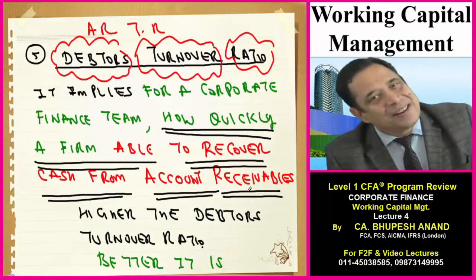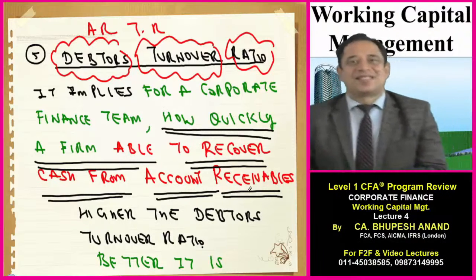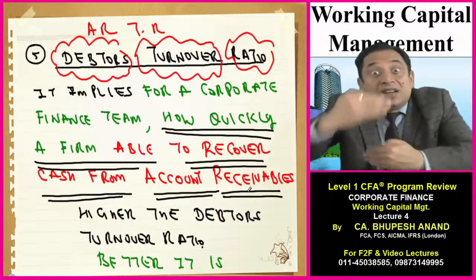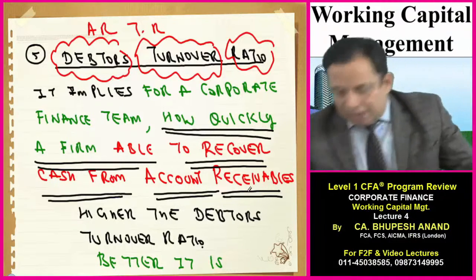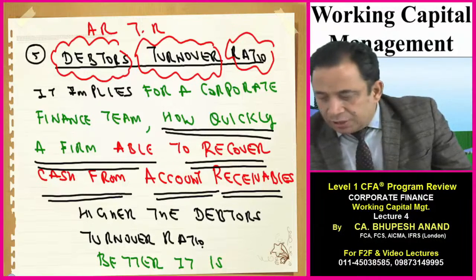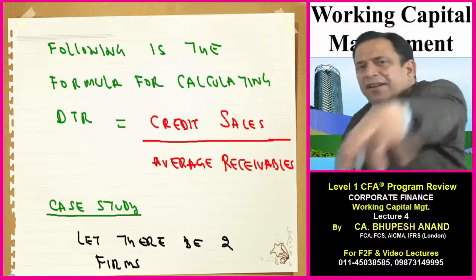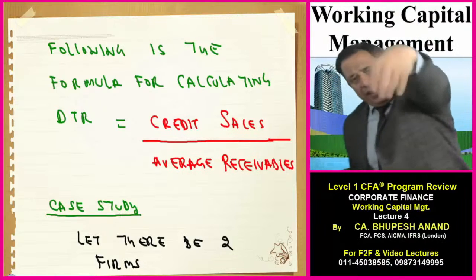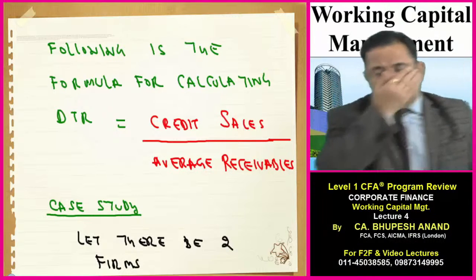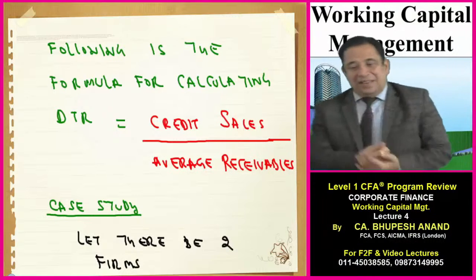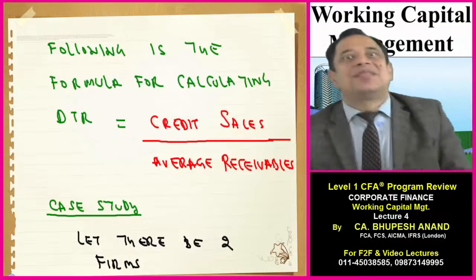Higher, my dear friends, the higher the debtors turnover ratio, the better it is. The more number of times it turns in a year, the better it is. I will tell you why. Just first write down this case study and the formula. The formula is credit sales upon average debtors, and I will tell you how we have derived this formula. Following is the formula for calculating the debtors turnover ratio: credit sales upon average receivables.